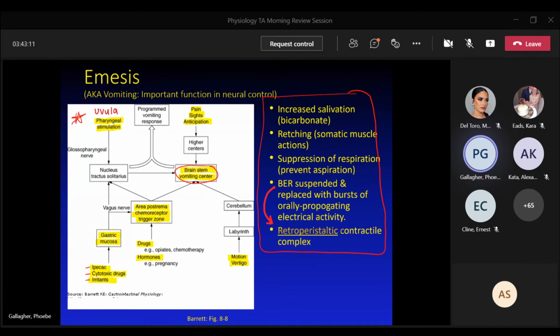Drugs and other hormones can also signal the chemoreceptor to trigger vomiting. Pharyngeal stimulation, like if you were to touch your uvula or stick a finger down your throat, would also trigger vomiting. Pain, anticipation, or some kind of anxiety can also do it, because this is more of a higher brain center response, because it's more like you're thinking about something. And if you're spinning, or if you have vertigo, that's going to activate your labyrinth in your inner ear, and that's going to signal to your cerebellum to throw up. So have a general understanding of these.